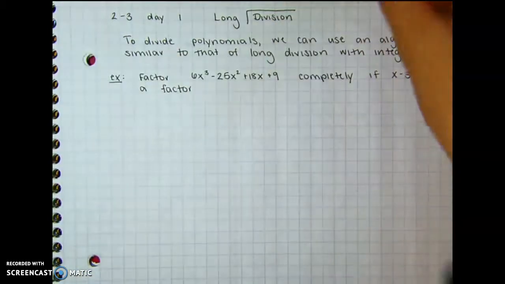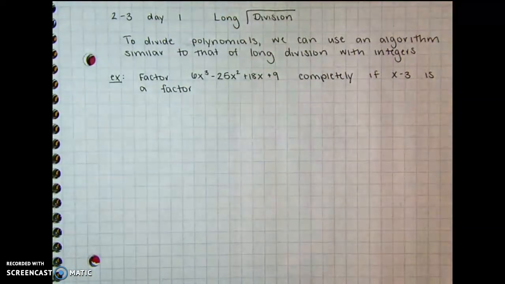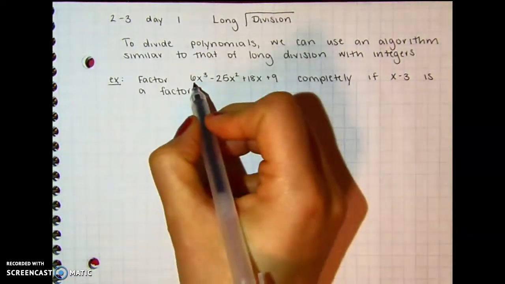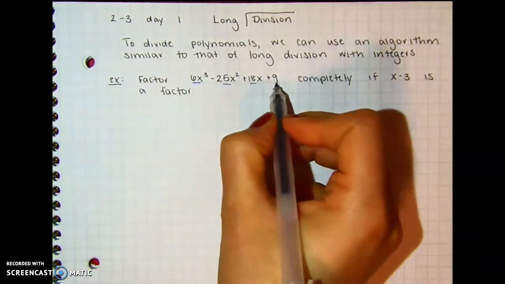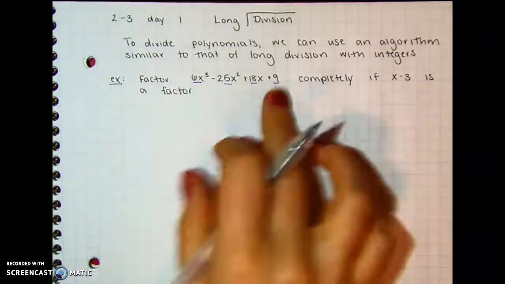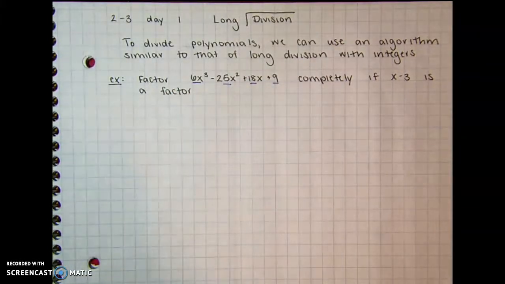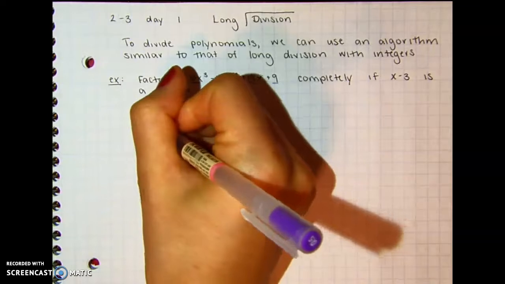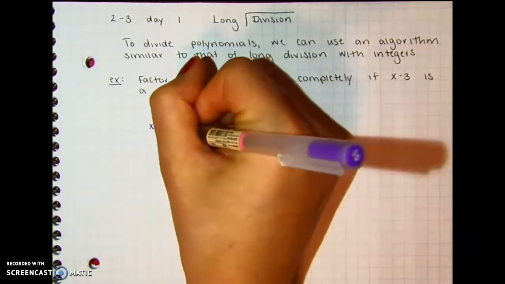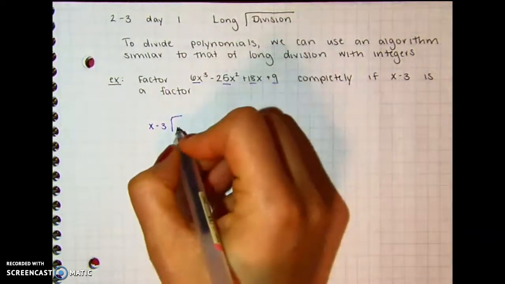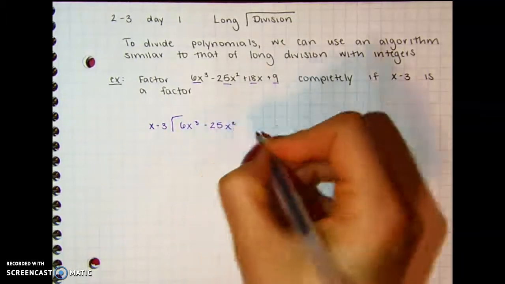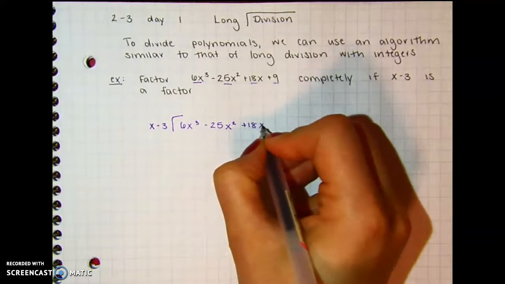So first thing you want to do is make sure that this accounts for every term. So we have x cubed, x squared, x, constant. If you're missing anything, you need to put in a 0x. So we do have a term for each variable. Then we take x minus 3, and we see how many times that goes into this polynomial, 6x cubed minus 25x squared plus 18x plus 9.